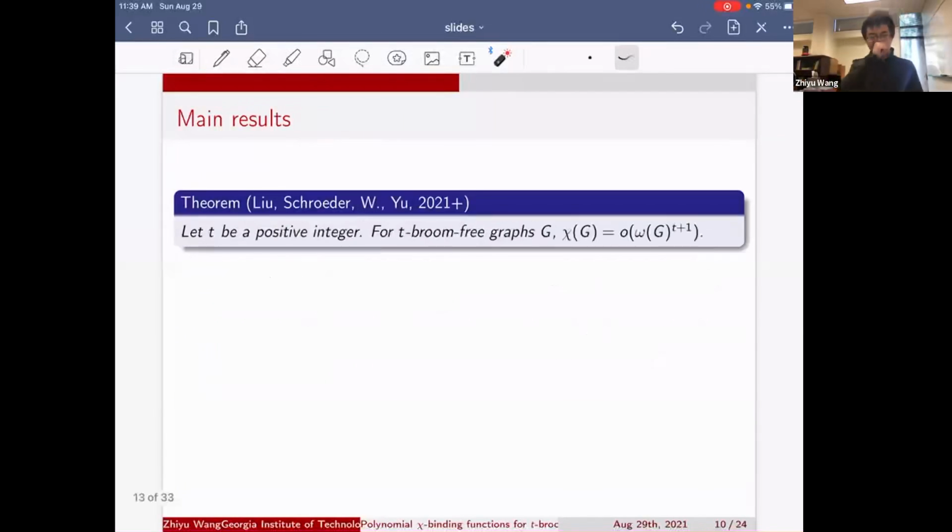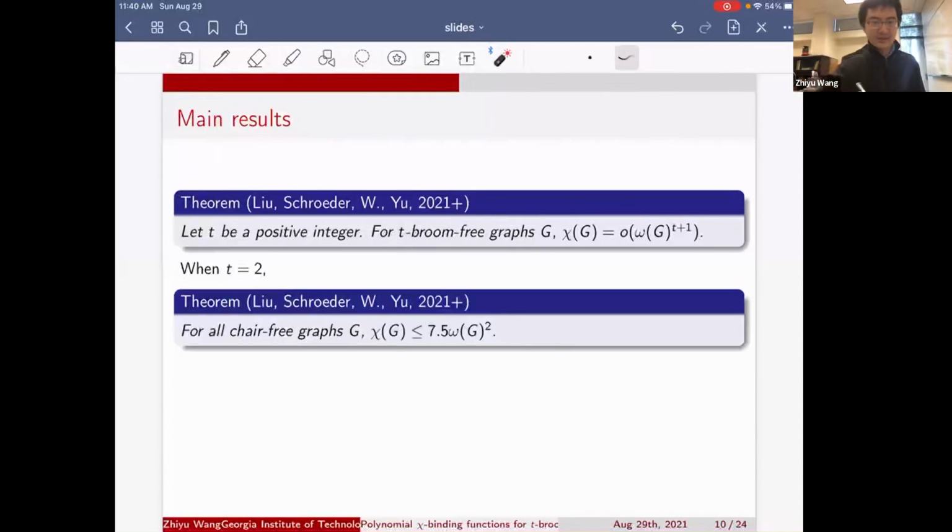All right. So what we want to show here is that the class of t-broom-free graphs, which contains the chair-free graphs, is polynomially chi-bounded. In particular, the bound is little o of the clique number to the power of t plus 1. This little o comes from the Ramsey number. And when t equals 2, we partially confirm Sivaraman's conjecture, that for chair-free graphs the binding function is indeed quadratic.